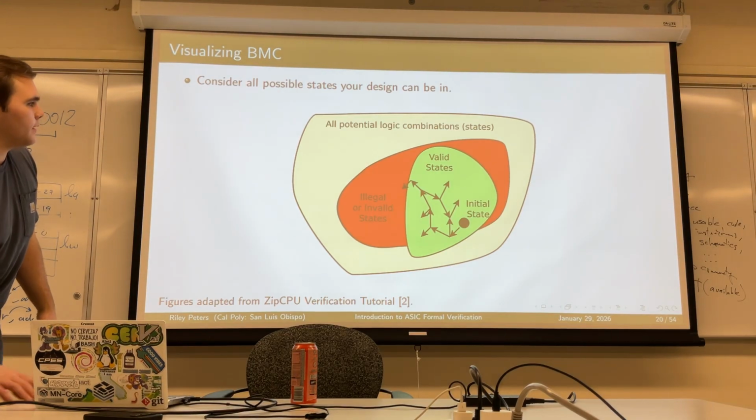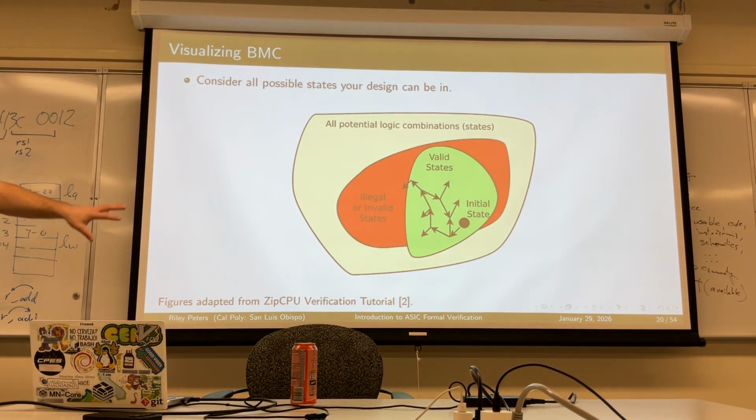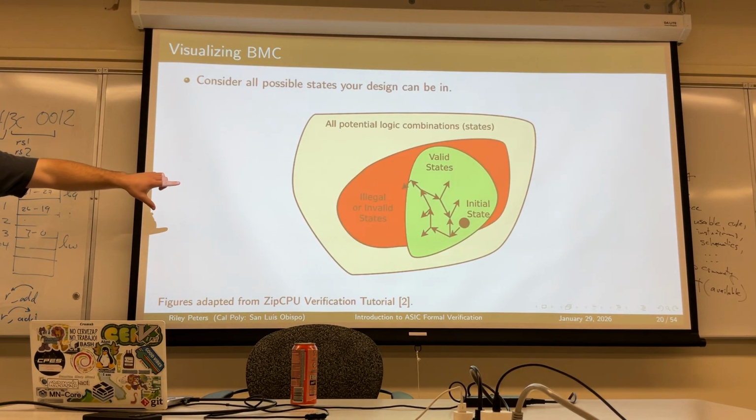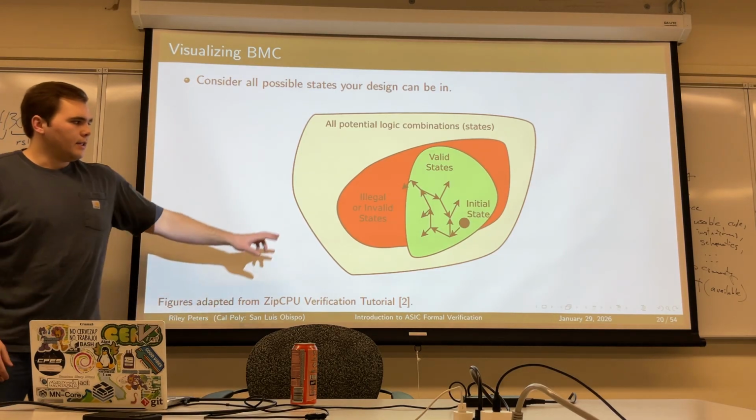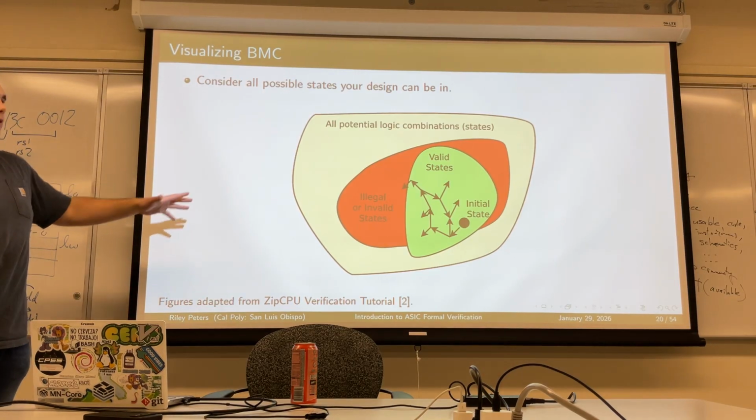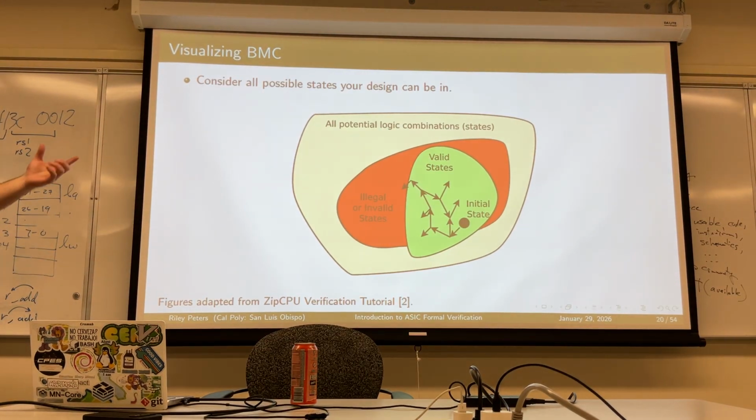To visualize this, what a BMC looks like is you start at your initial state, and then the solver walks out from that initial state and tries to find a way to get into that region that's illegal or invalid. And if it can find a way to do that in the number of cycles you gave it, it creates a waveform file for you and hands you the steps it took to get to that illegal state.